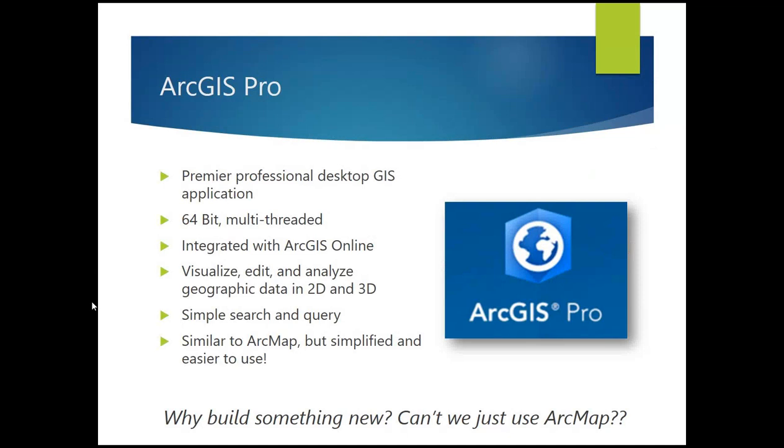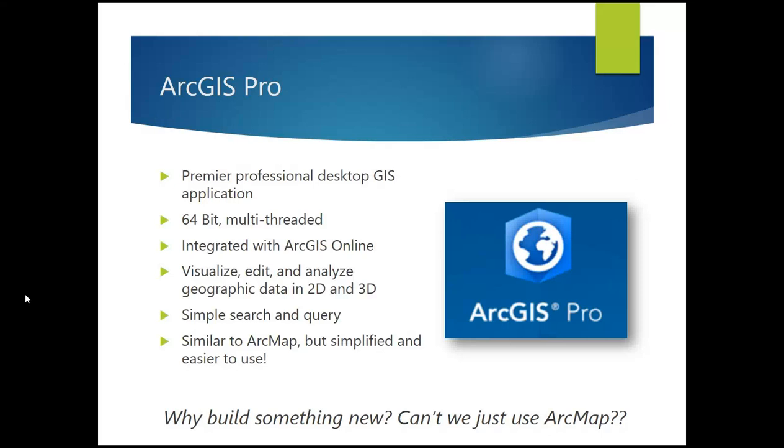ArcGIS Pro is a premier professional desktop GIS application that was developed by Esri to help improve the GIS experience. It's a 64-bit multi-threaded application that allows you to load more data into memory, and it is also more robust, allowing for the results to be more accurate. Also, processes that used to hang or run out of memory will now be able to complete successfully.